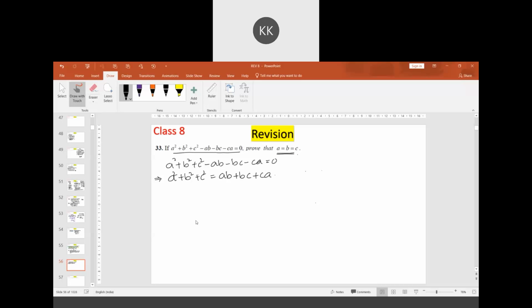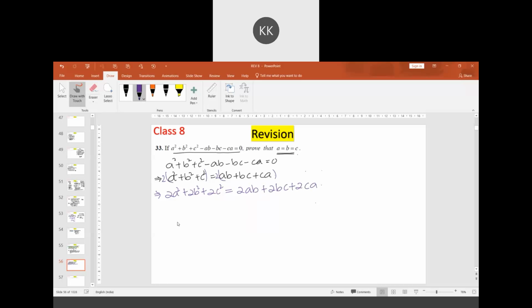Now I will just multiply by 2 on both sides, because I will be getting 2AB, 2BC, 2CA, so that I can do something over there. So what we have is 2A square plus 2B square plus 2C square equal to 2AB plus 2BC plus 2CA.